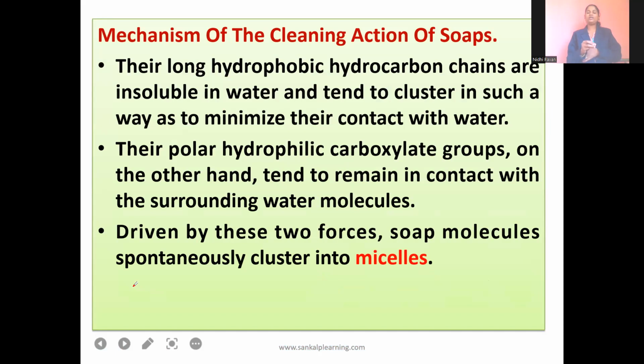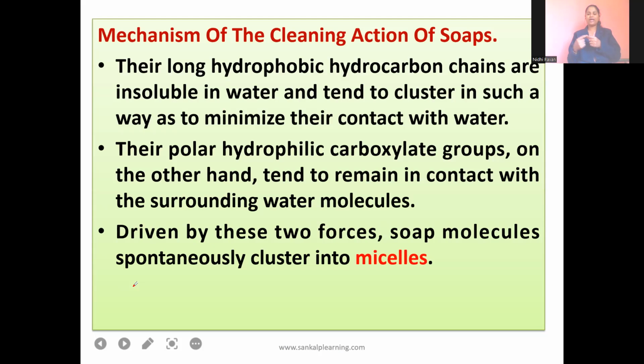So they are insoluble in water, and they try not to contact with the water. They're polar hydrophilic. One more end it will be having, which is called hydrophilic. Hydro means water, philic means love. So this end will be having love towards the water. So these always tend to remain in contact with the surrounding water molecules. Driven by these two forces, one end is water hating, the other one is water loving.